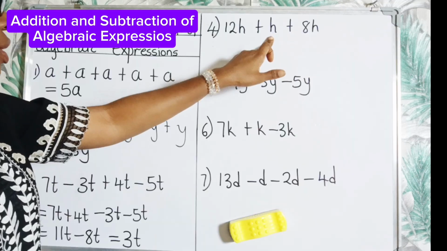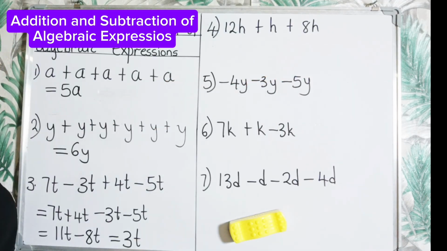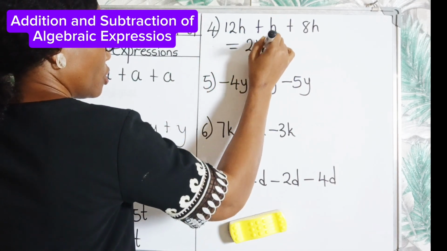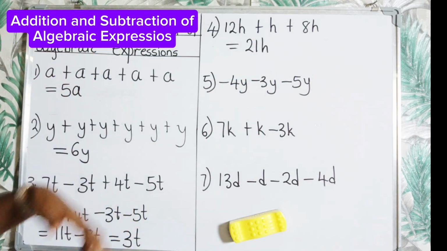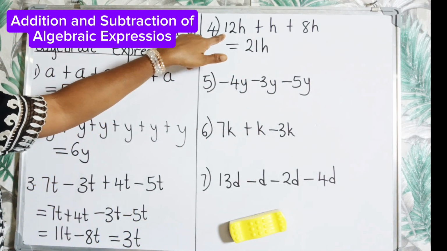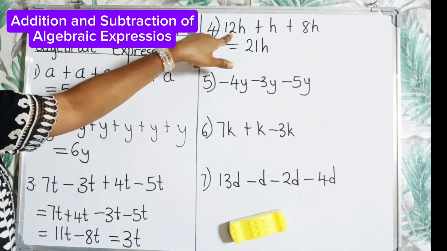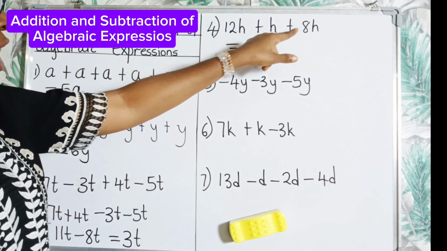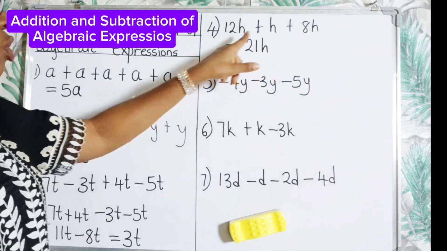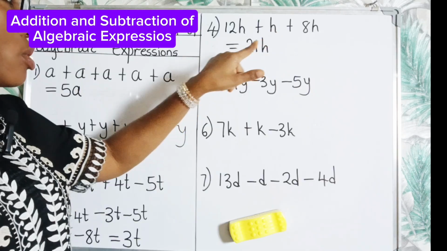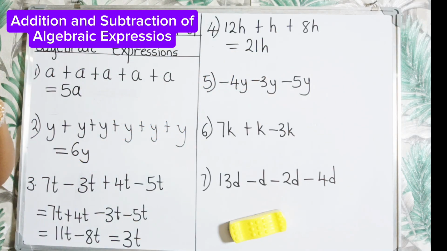12h plus h is 13h, plus 8h, we have 21h. Now you can begin by adding the coefficients of each of the variables. You add the coefficients. Here we have 12, here there is an invisible 1, and here we have 8. So 12 plus 1 is 13, and 13 plus 8 is 21. So here we have 21h.